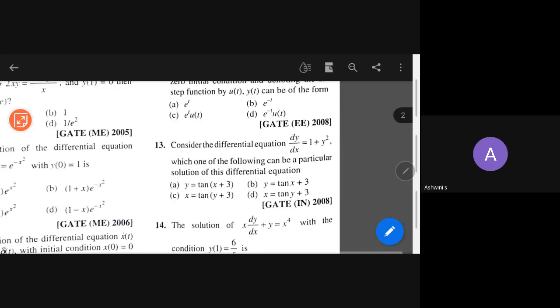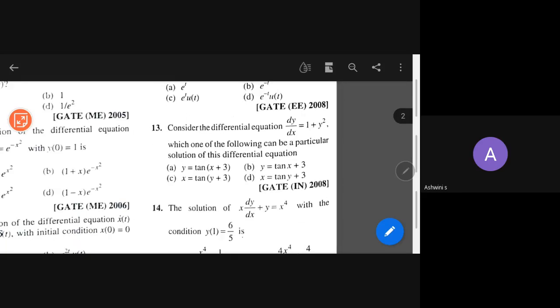13th question. Dy dx is 1 plus y square. So dy by 1 plus y square is dx. So tan inverse y is x plus k. So y is tan of x plus k. So the possible answer is A.